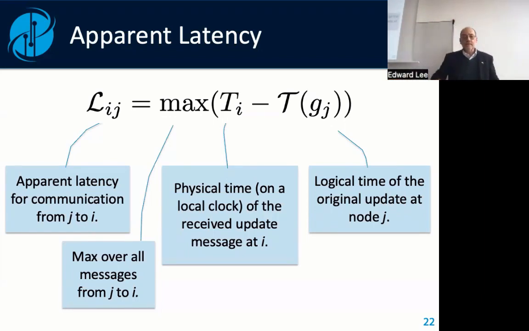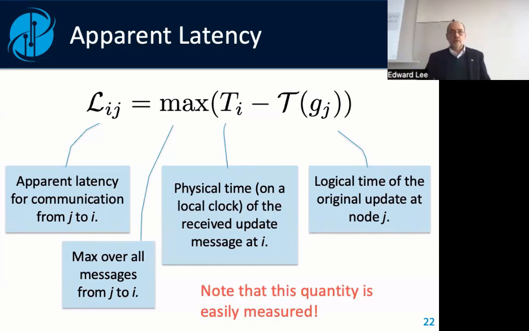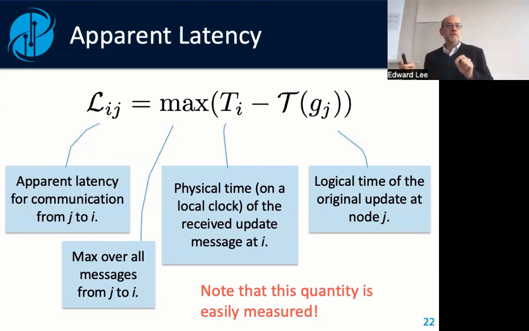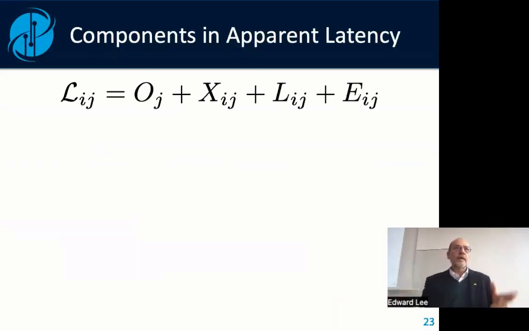I'd like to point out that this is a very easily measured quantity, because the timestamps can be carried by the messages. And you can ask your local clock what time it is now and just take the difference. Consequently, this latency you can measure anywhere in the system, easily, trivially. But what affects this latency? Where does it come from? Well, there's actually 4 ingredients that all affect this latency.